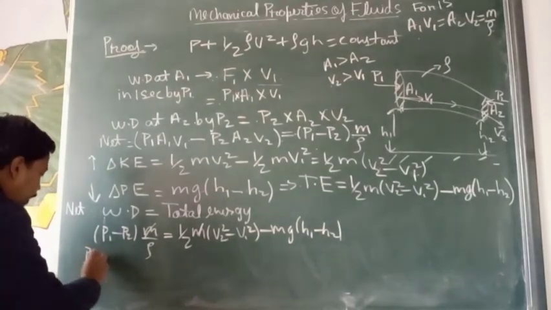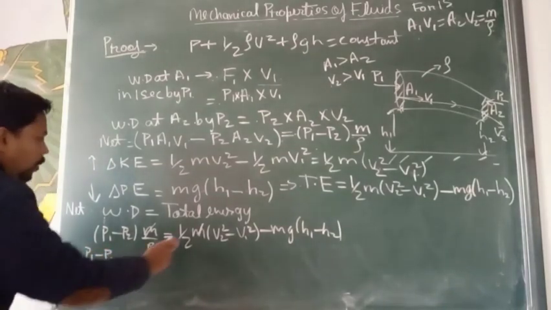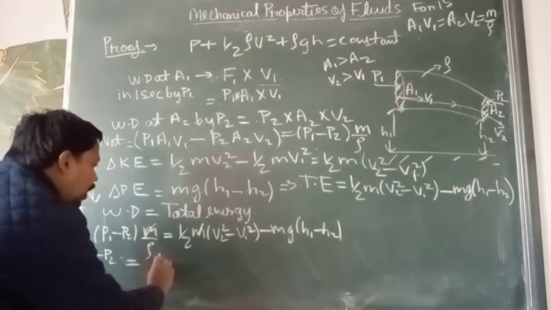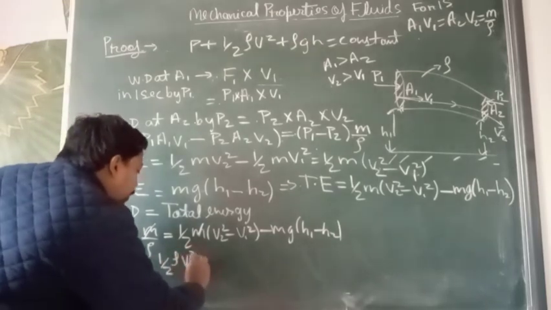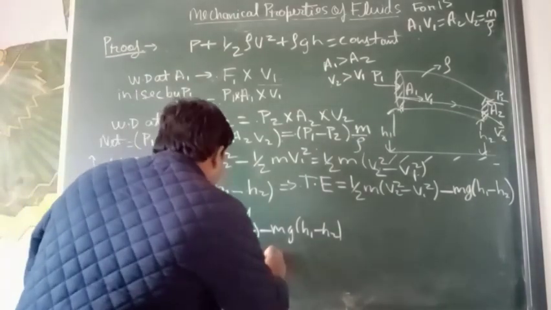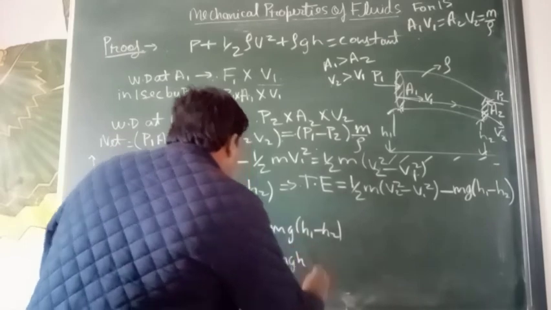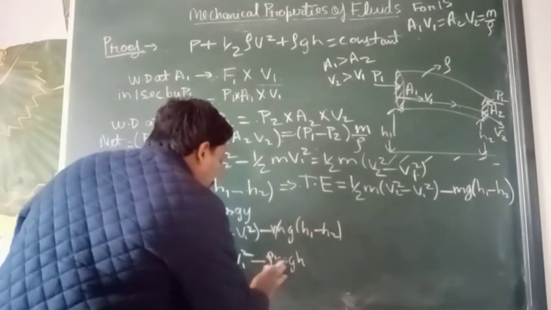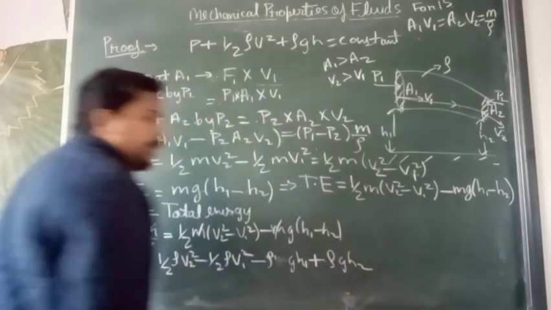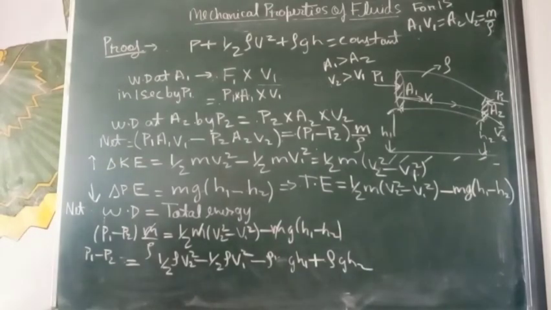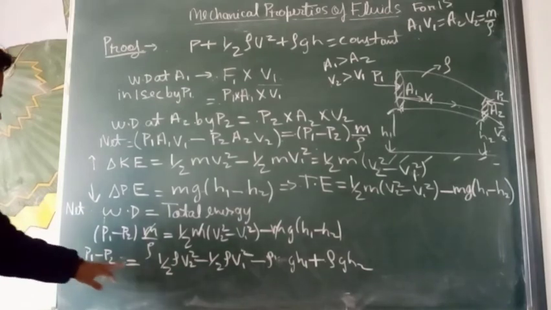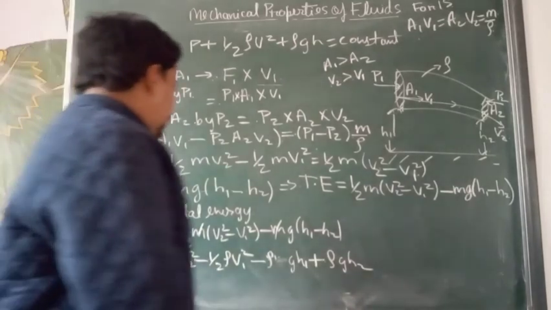P1 minus P2 will be equal to, with rho multiplied here, half of rho into V2 square minus half of rho into V1 square, minus rho g h1 plus rho g h2. Sorry, the mass will also cancel out. So just put the terms containing 1 in the suffix on one side and the terms containing 2 on the other side. So from here what did we get?